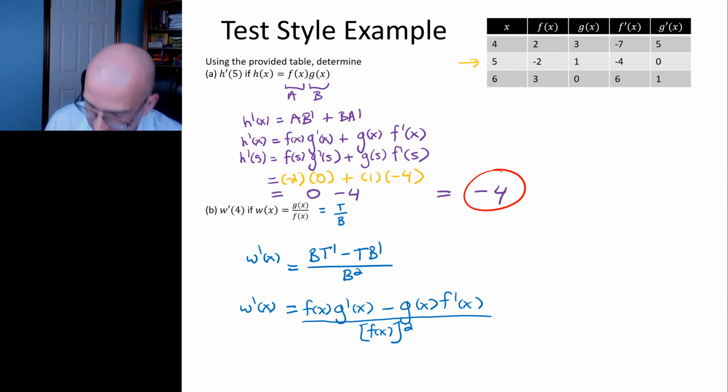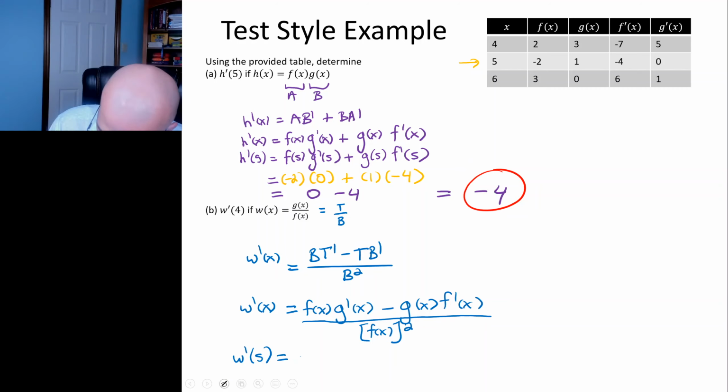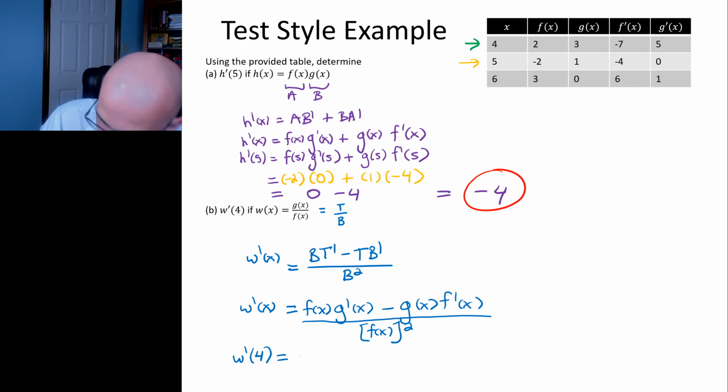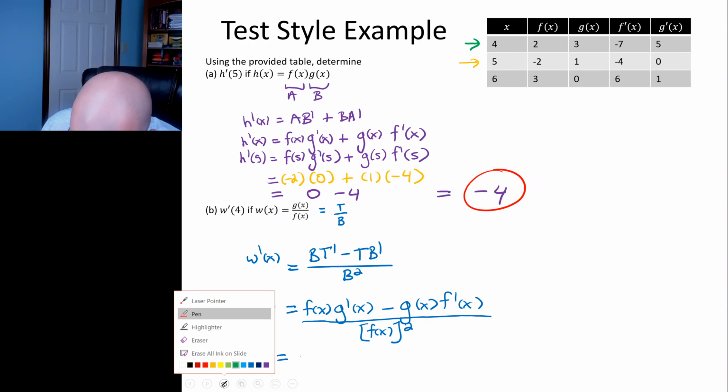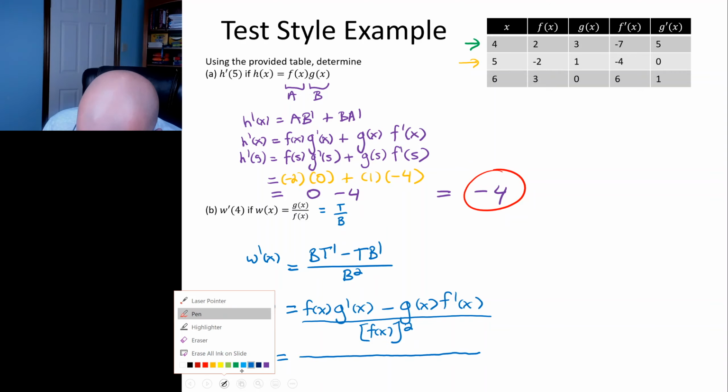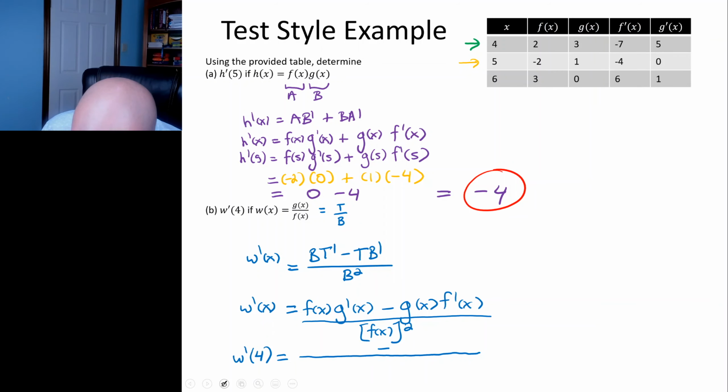Now we'll plug in 5. W prime of 5. So, oh, it's 4. Sorry about that. W prime of 4. I misread the question. So I'll label that one with green. We need the top line. So f of x, f of 4 is 2.